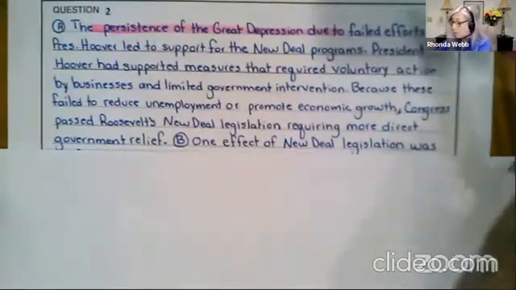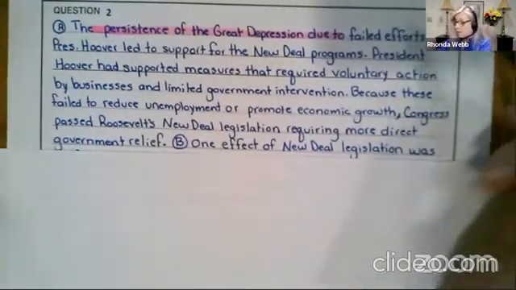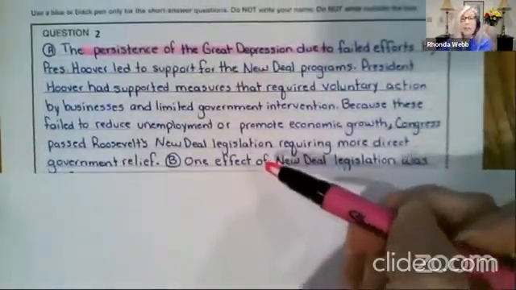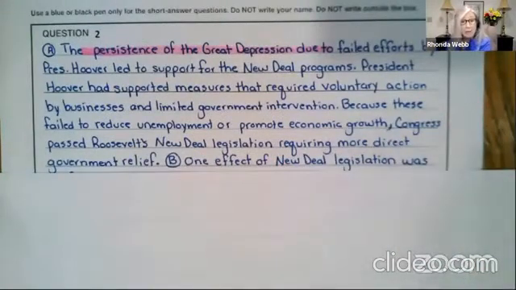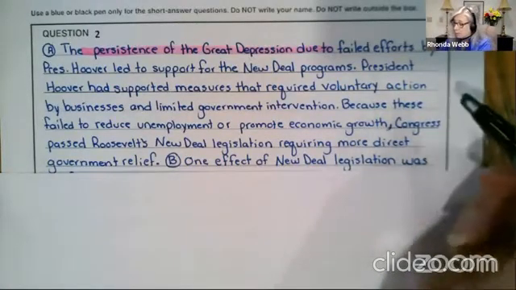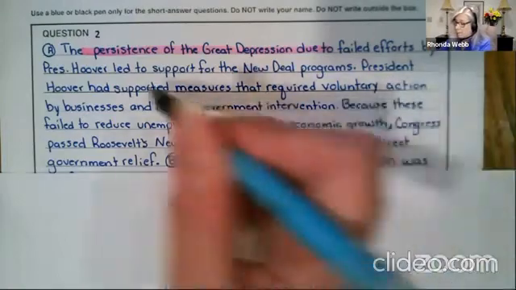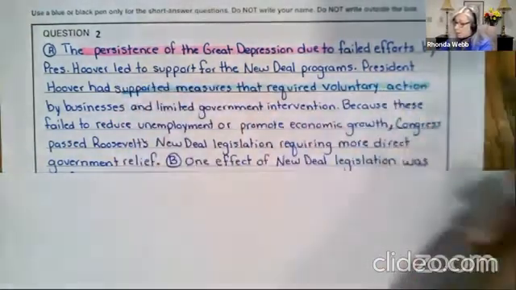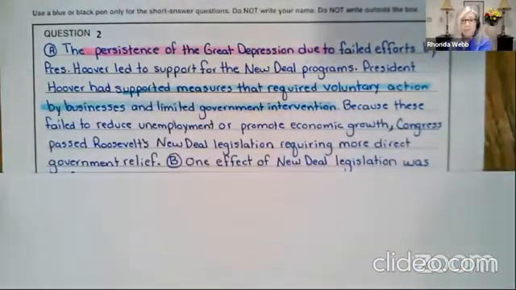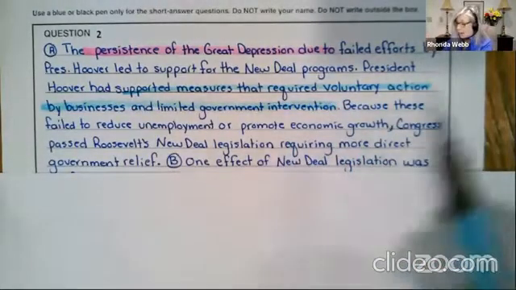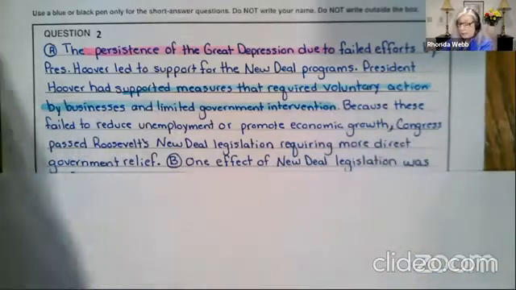The persistence of the Great Depression due to failed efforts by President Hoover led to support for the New Deal programs. I need to prove why was there persistence in the New Deal. So President Hoover had supported measures that required voluntary action by businesses and limited government intervention. Okay, so now I've given my example, my evidence. Hoover didn't get involved in this.